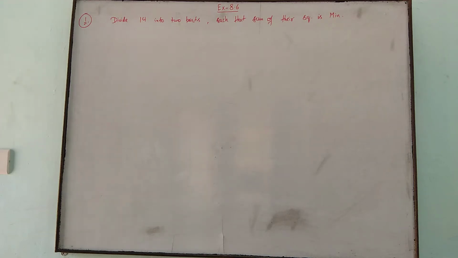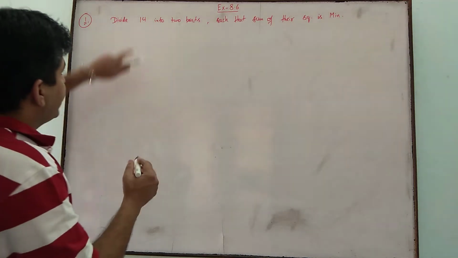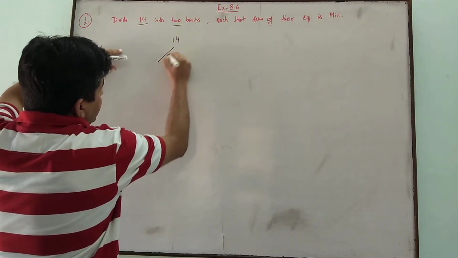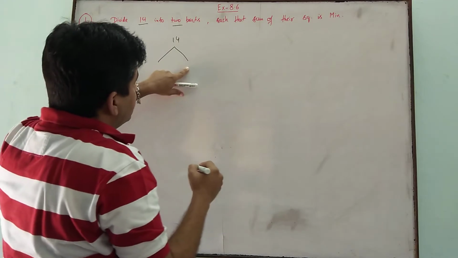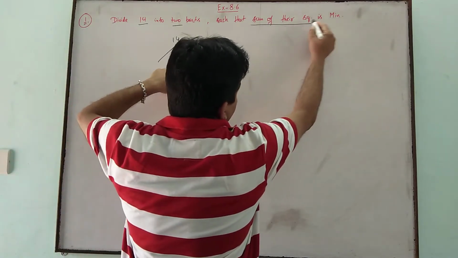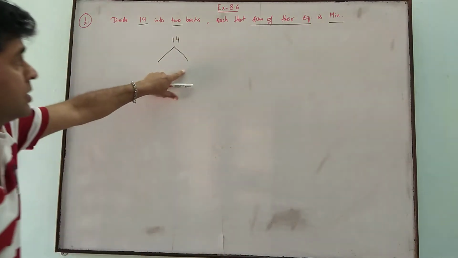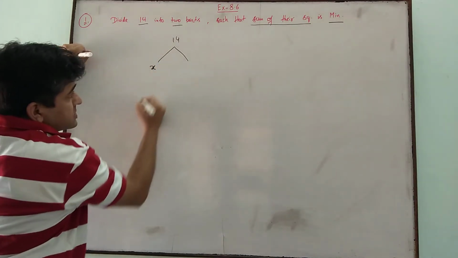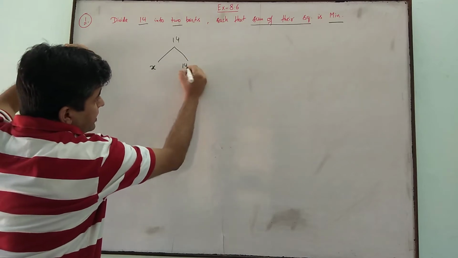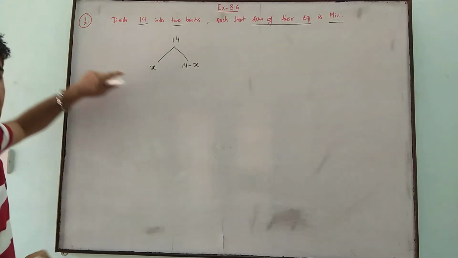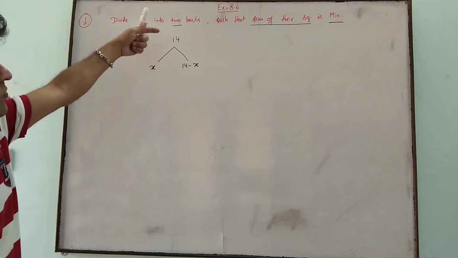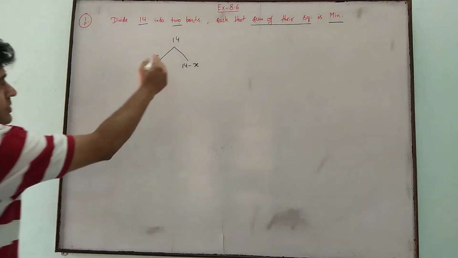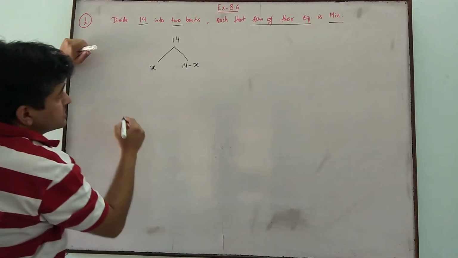Exercise 8.6, very first question we have. Divide 14 into two parts such that the sum of their squares is minimum. So if one part, let us say, is x, then the other part will obviously be 14 minus x, as we have to divide 14 into two parts. If one part is 10, then the other part will be 4 obviously. So if one part is x, the other part is 14 minus x.